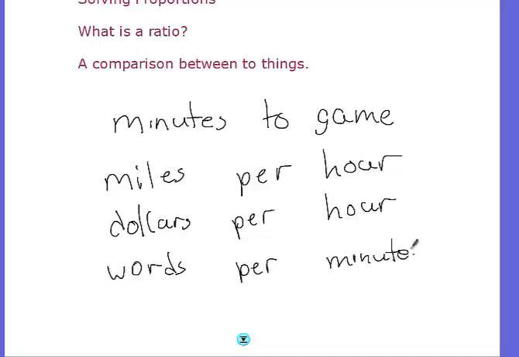If you notice here, one of the biggest things with a ratio is a comparison between two things. There's one object, minutes, and the second one is per game, and really I shouldn't say two here. I should say per, which lets us know that it's a ratio. It's a comparison between minutes and games.